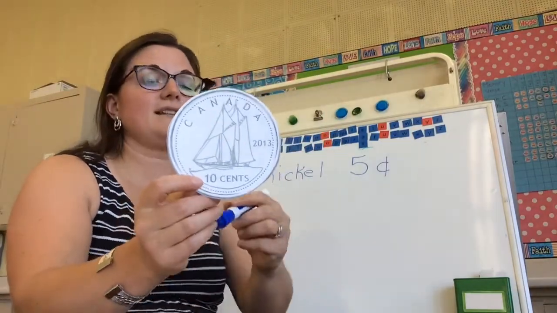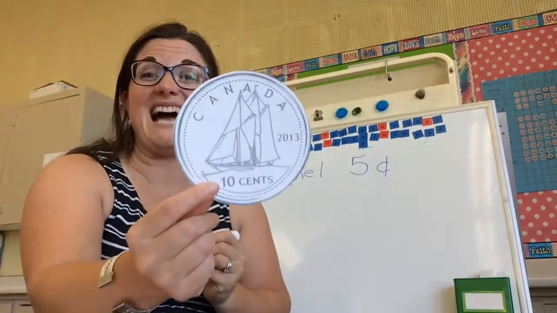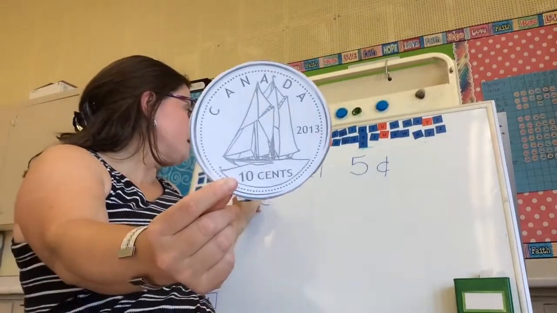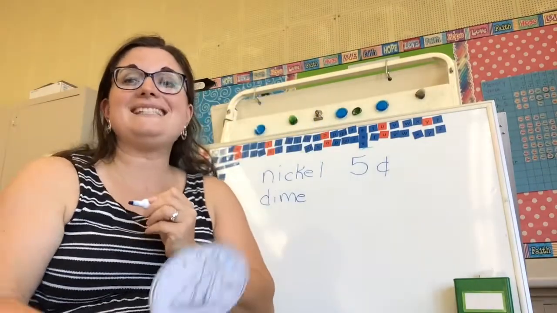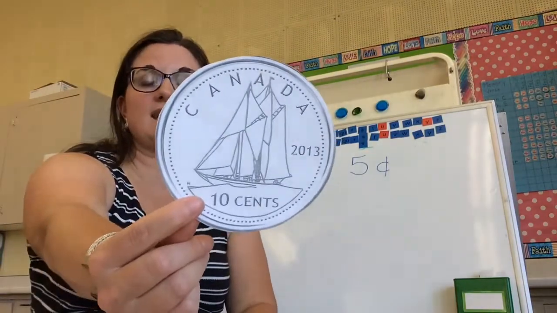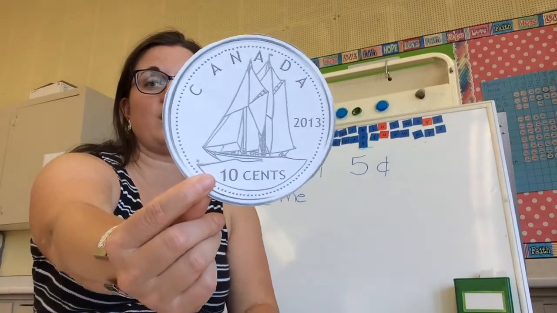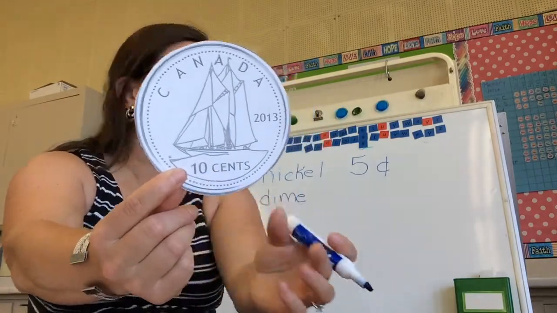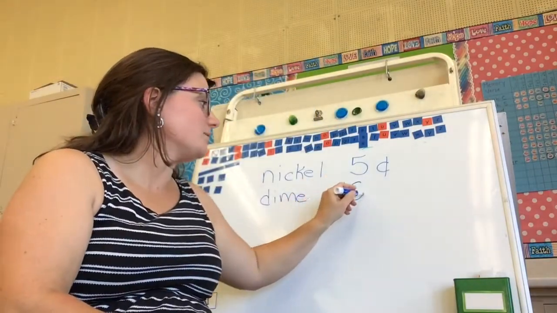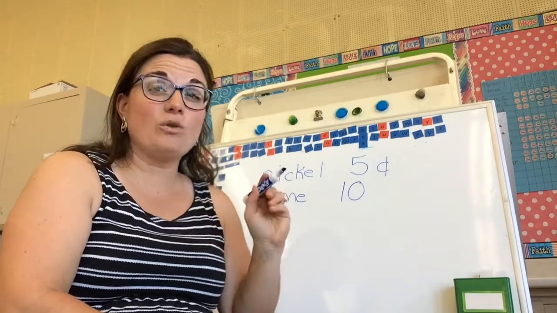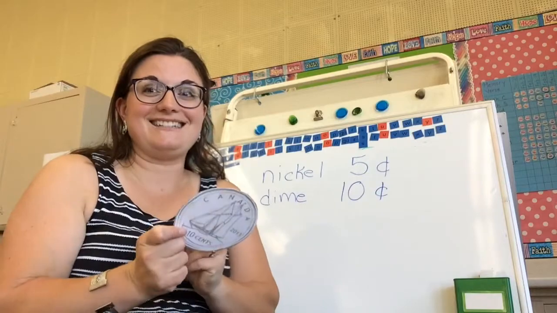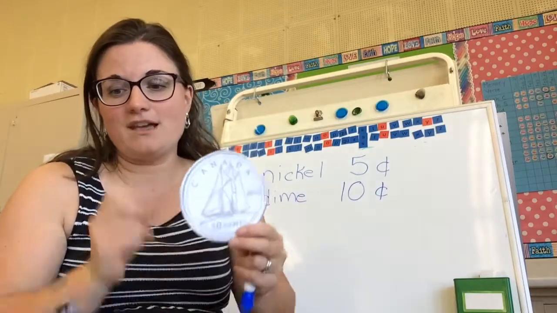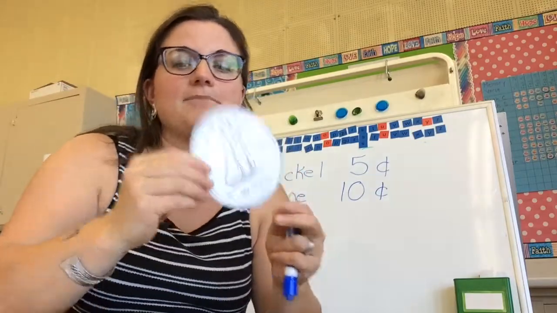So this is called a dime. Can you find a dime in your bag? So this is a dime, and on it, it also tells us how much money it's worth. How much is it worth? 10 cents. So I'm going to write 10, and then the short form for cents is a C with a line in it, okay? That's our dime.